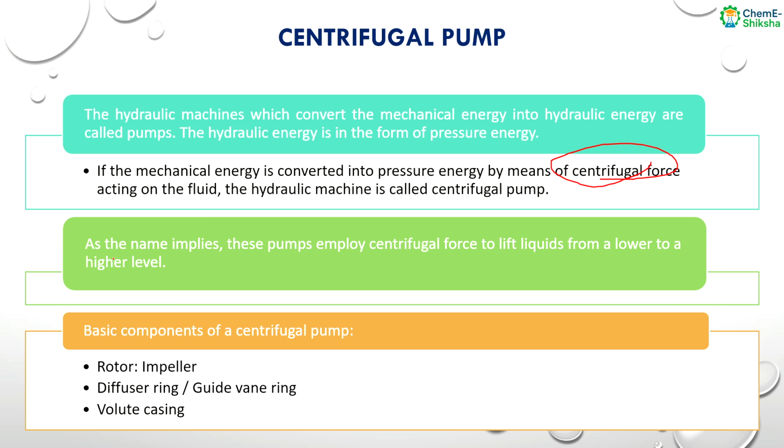As the name suggests, this pump employs the centrifugal force to lift liquids from a lower level to a higher level. There are three components of centrifugal pump. The rotating component, that is the impeller, also called the rotor. We have the volute casing, and there is another thing that is the optional part, the guide vane ring or the diffuser ring.